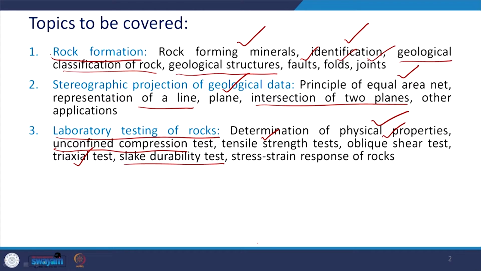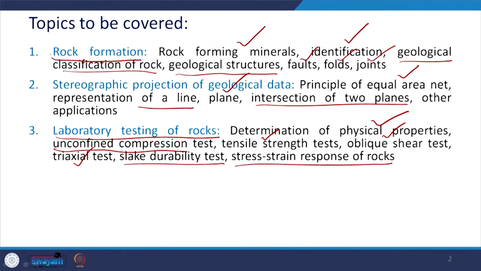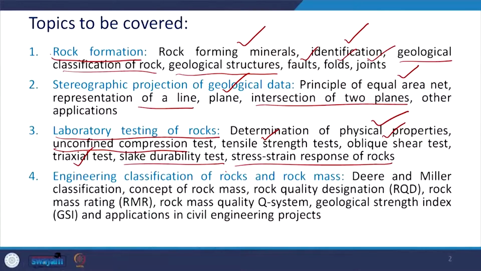And then when we conduct these tests, what we get is the stress strain response for a particular type of rock. So, we will learn how to analyze the stress strain response of rocks in this chapter. Once we are done with this, we will move to the engineering classification of rocks and rock masses. I will introduce you to the difference between rock and rock masses before that.